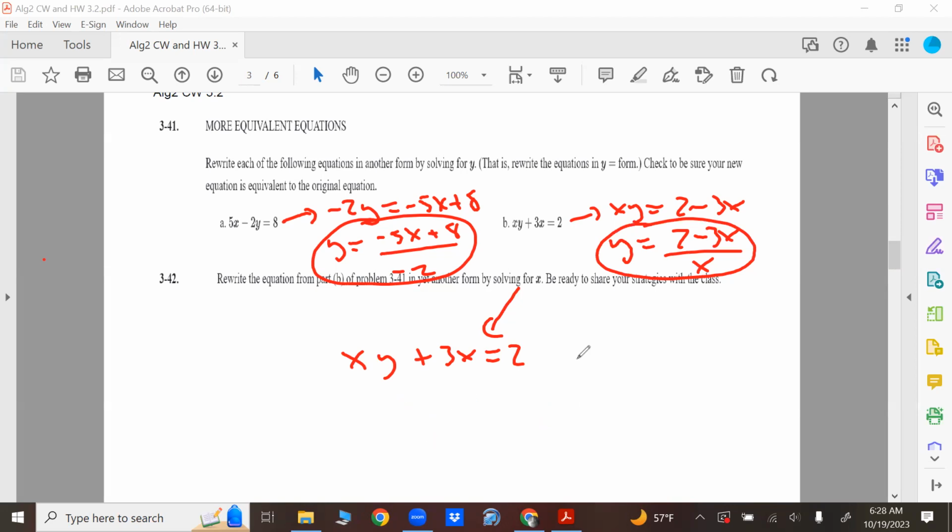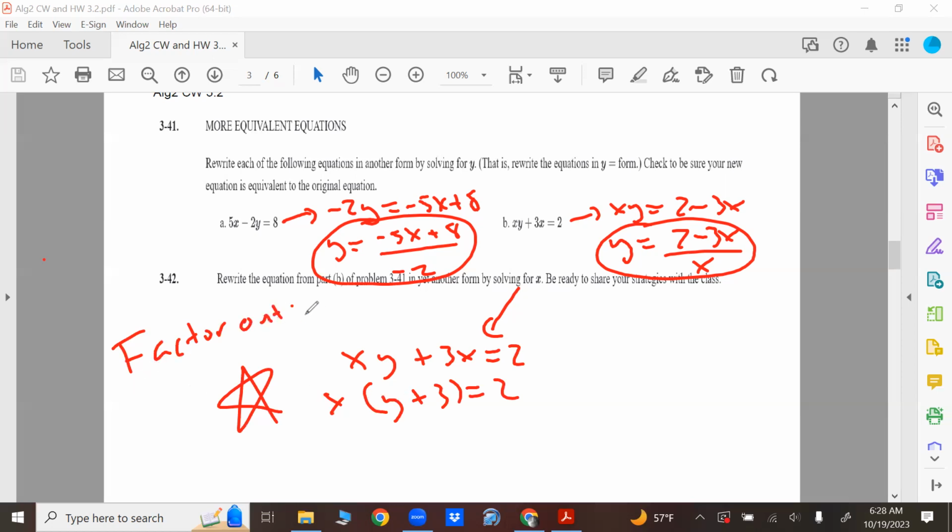Fortunately, all the x's are on the right side. You just factor it out. That's a key step. I put a star there because if this were a test problem, I'd make most of the points worth that step. Factor out x. And then divide by y plus 3, because x is now being multiplied by y plus 3, so you divide by it, doing the opposite operation, right?